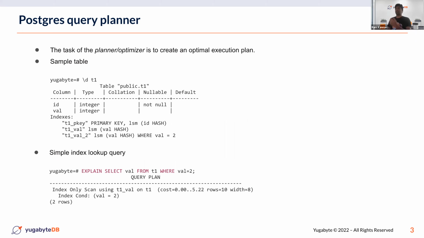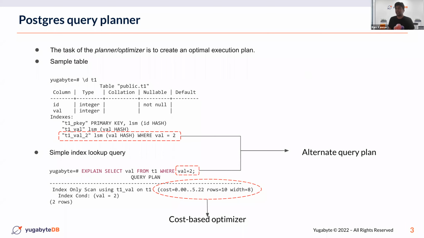What the Postgres query planner will do is use what is called a cost-based optimizer to calculate the cost for every single query plan that can potentially exist, and take the query plan that has the lowest cost to execute this query. In this case, you could see that it uses T1_val_index. However, there is an alternate query plan where it can use the partial index, right?